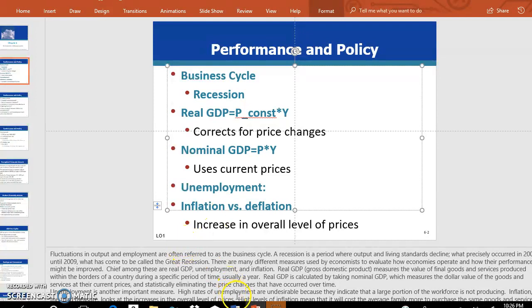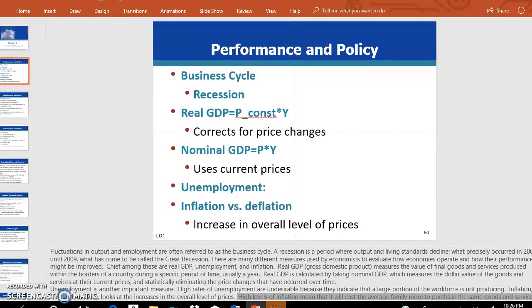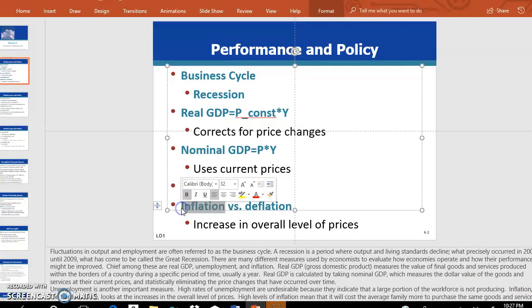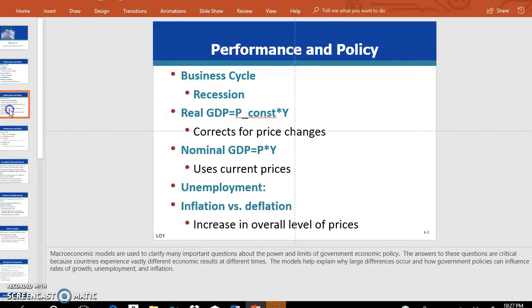So high levels of inflation mean that it will cost the average family more to purchase the same goods and services. So see, they can buy less goods and services, and that reduces their standard of living, that reduces their welfare, and these people will not like it. Whenever there is inflation, people will expect government to step in and try to solve the problem.